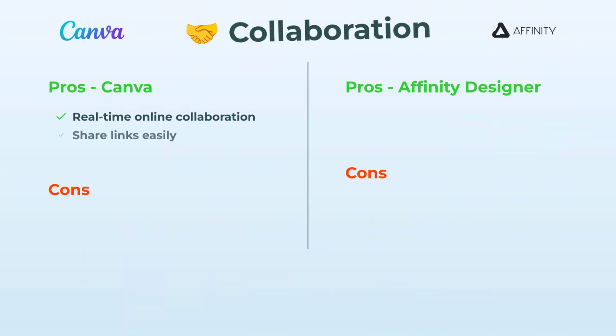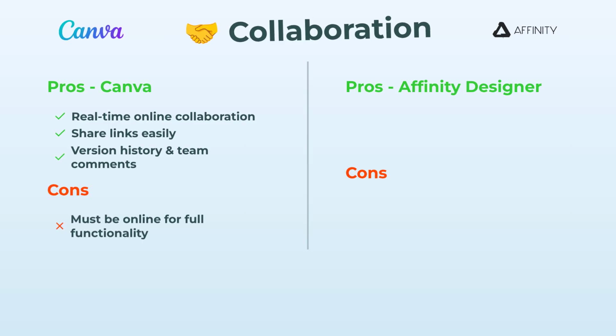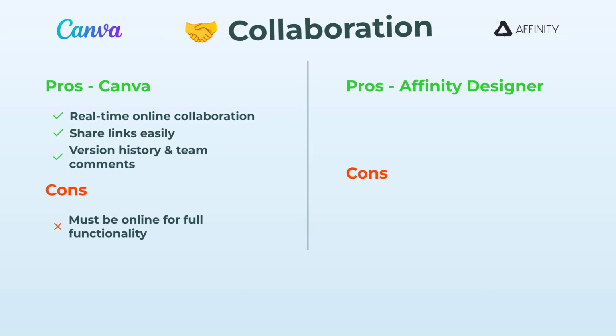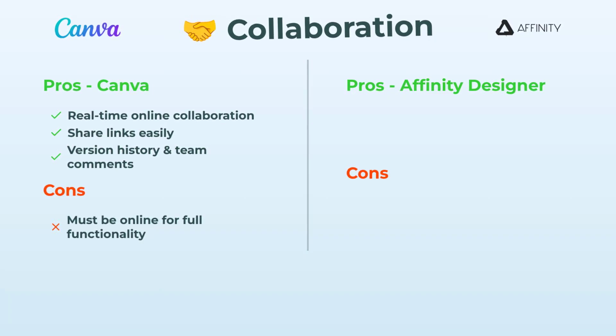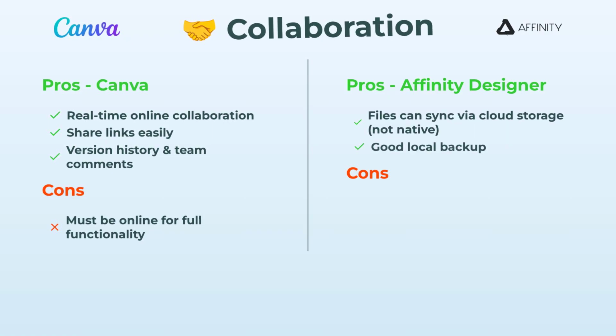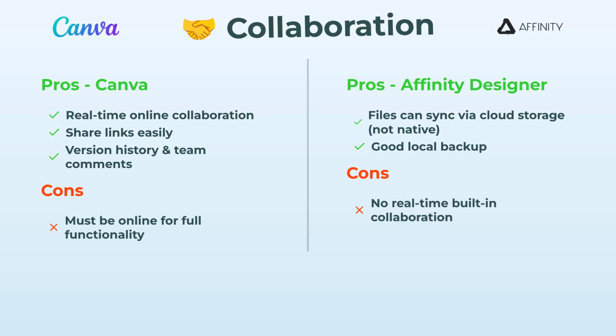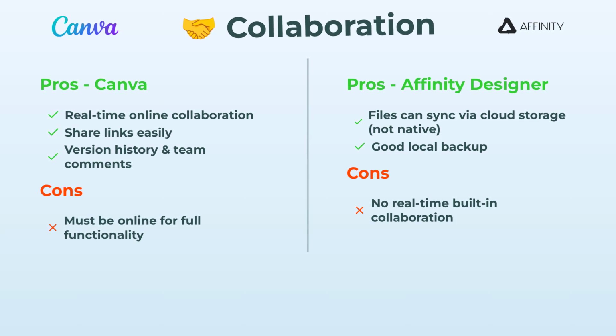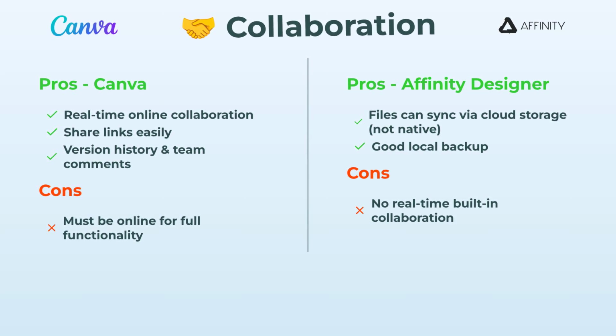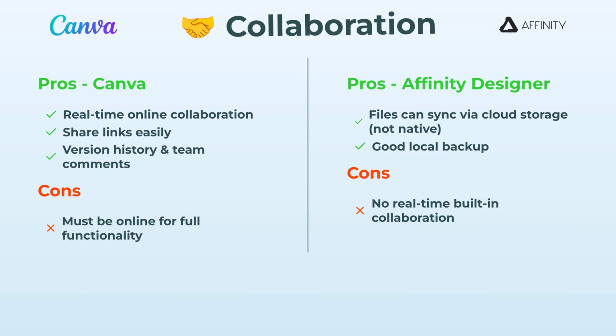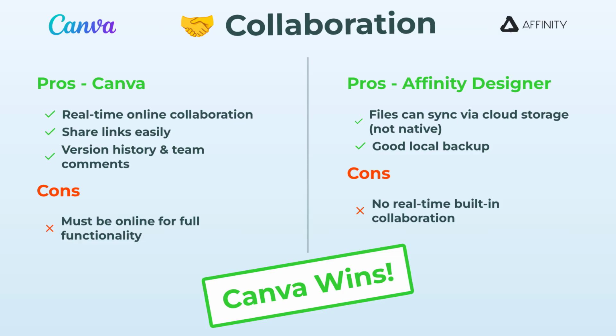Collaboration's next. Canva thrives in this zone. It's built for teams. You can collaborate online, see edits live, share links, add comments, track versions, the whole shebang. Only thing is, you gotta stay online to get the full magic. Affinity Designer? It's more solo, but you can sync files over cloud storage, and it's great for local backup, but there's no built-in live collaboration. So for working together, without headaches, Canva steals the spotlight.